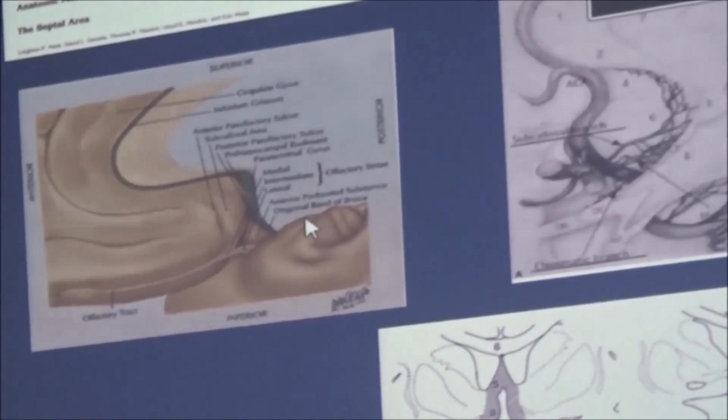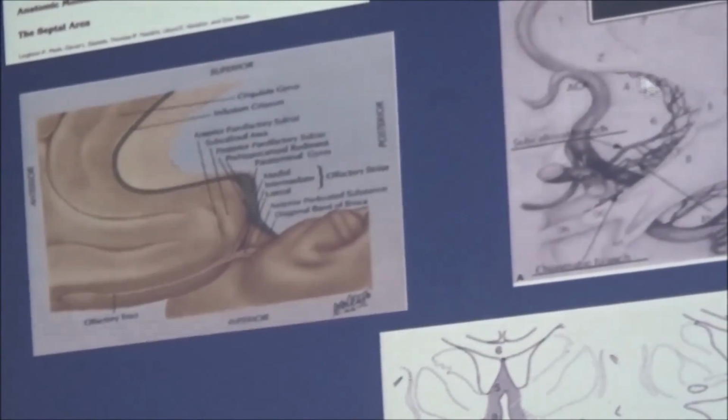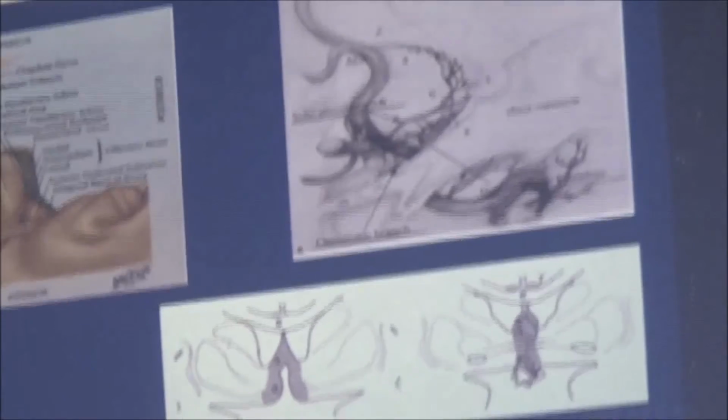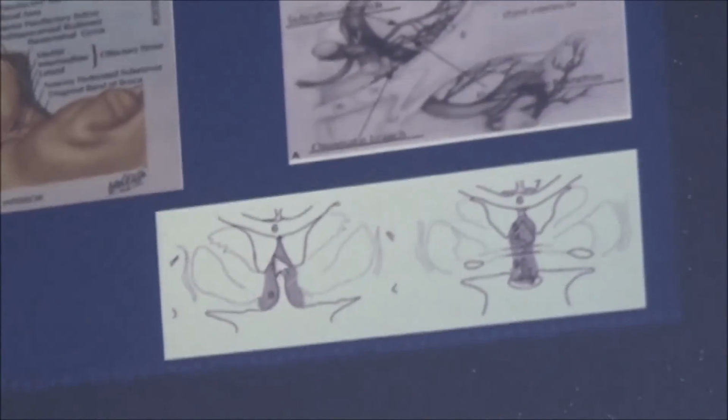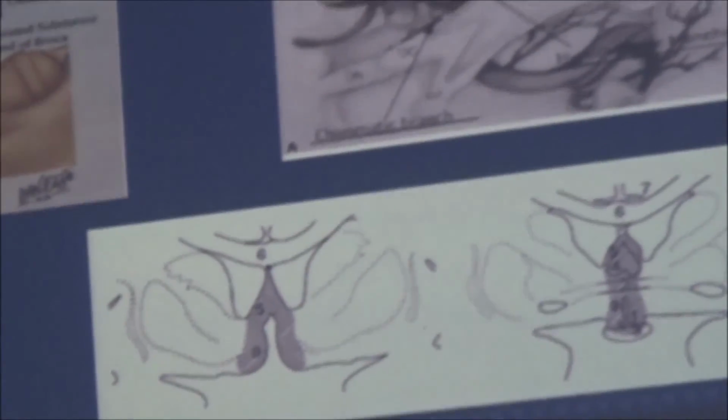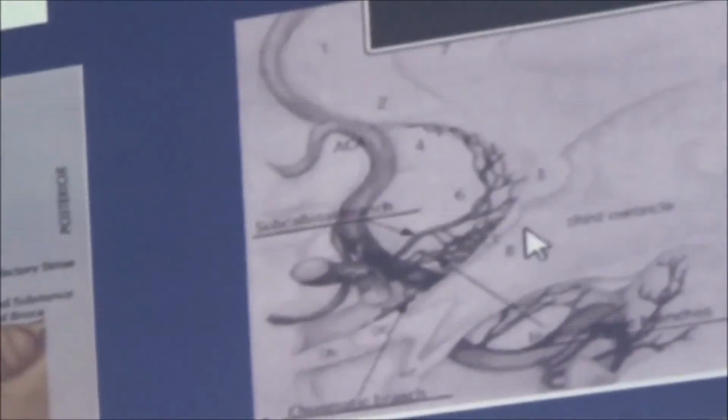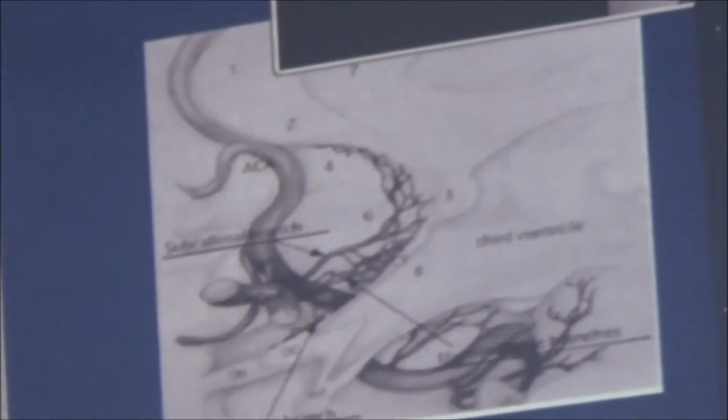The septal area, this is a poorly understood area with the perforators of the ACoM. This is the hypothalamus on the other side, on each side of the third ventricle, and this is about the area of the anterior hypothalamus which they're supplying. Subcallosal branch, which is also supplying the inferior part of the corpus callosum.